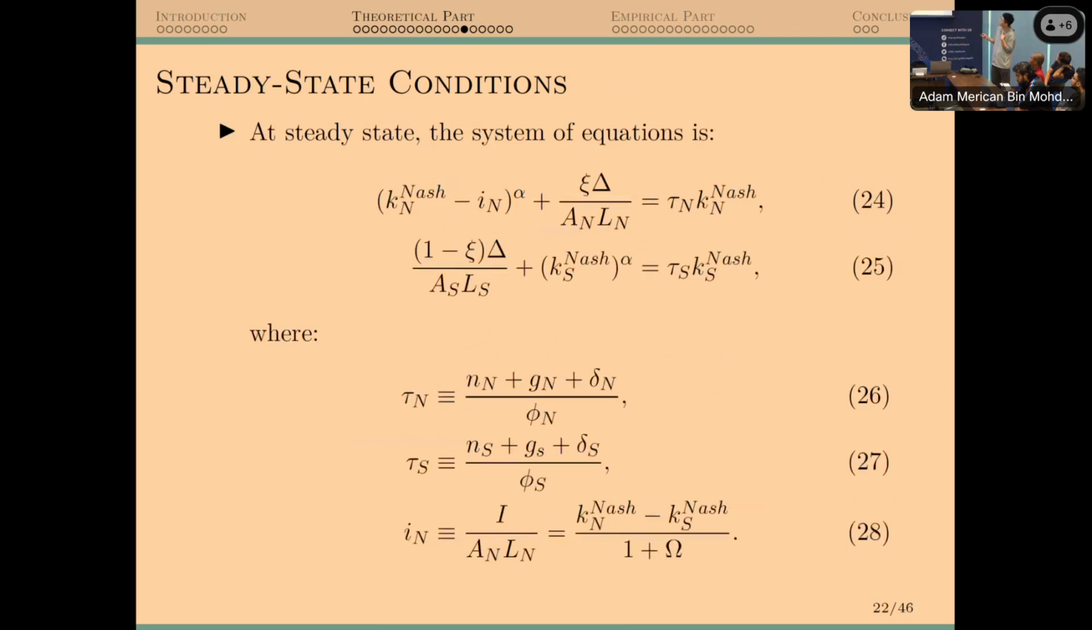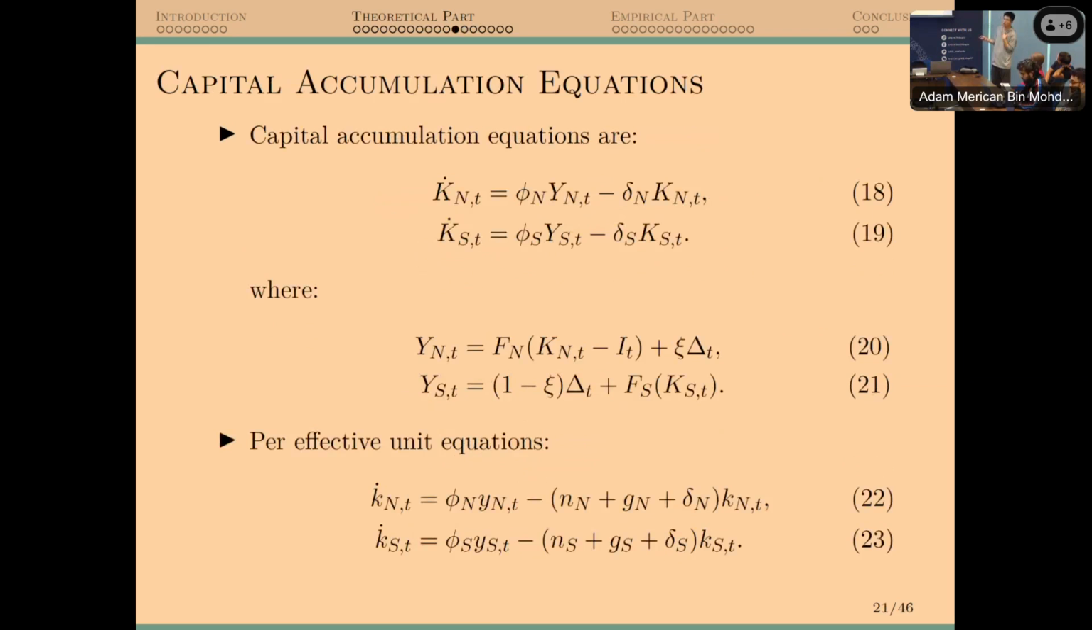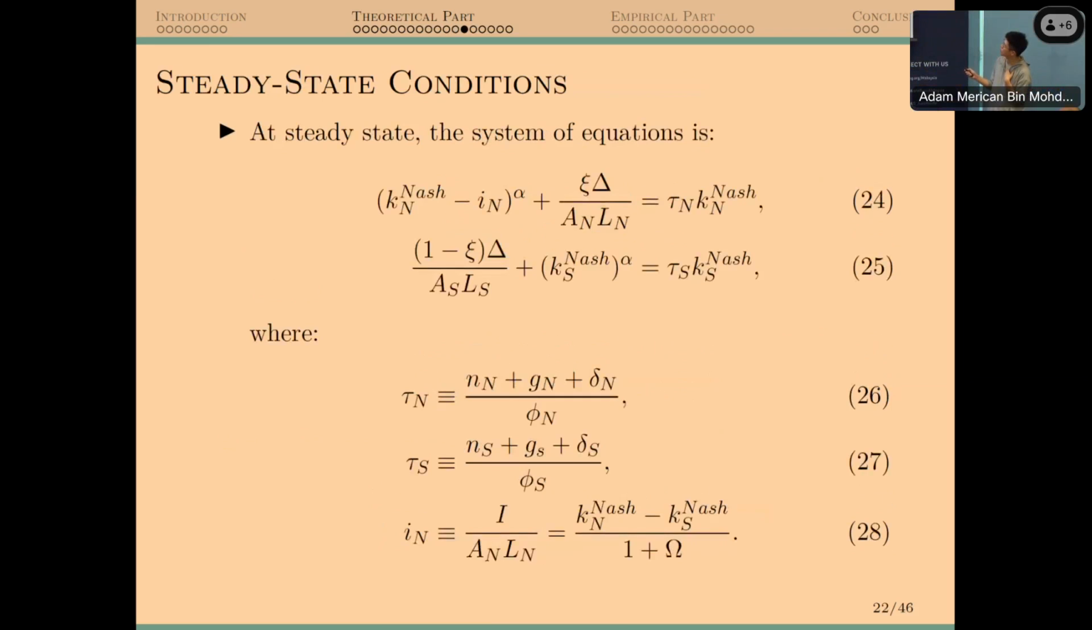Okay, so at the steady state, that is, we set the change in effective capital equal to zero, and we can get these two equations. So the phi for each country equals (n plus g plus delta) divided by phi. That is the same as the Solow model part. And for I, we can write it like this.